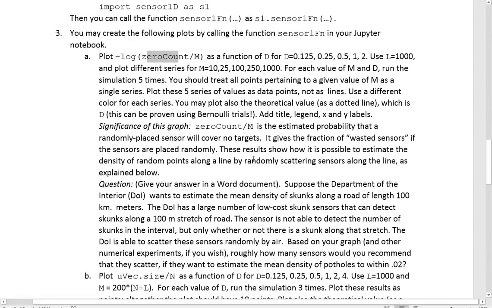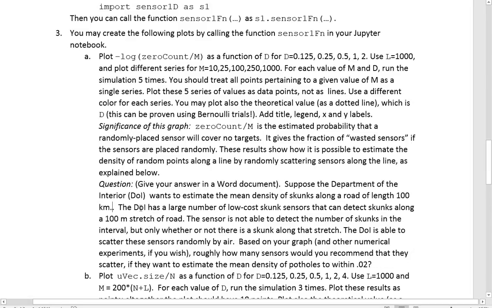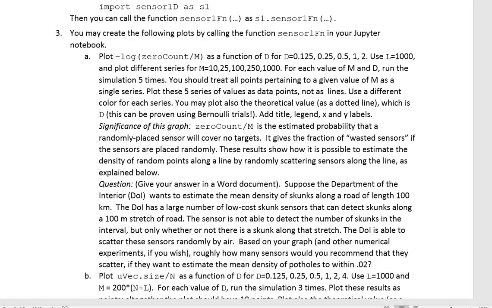So here's the scenario. Suppose the Department of Interior wants to estimate the mean density of skunks. I don't know if you noticed, but there are a lot of skunks this year along a road of length 100 kilometers. That should be 100, not 100 kilometer meters, it's just 100 kilometers. The DOI has a large number of low-cost skunk sensors that can detect skunks along a 100-meter stretch of road. Okay, those skunk sensors are automatic.